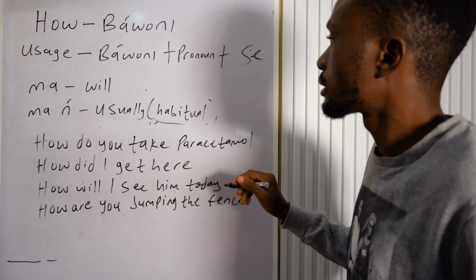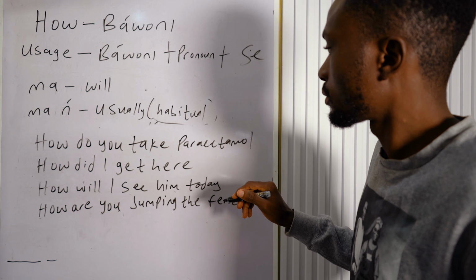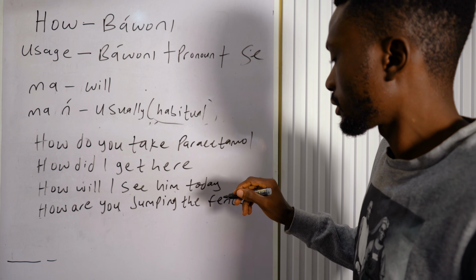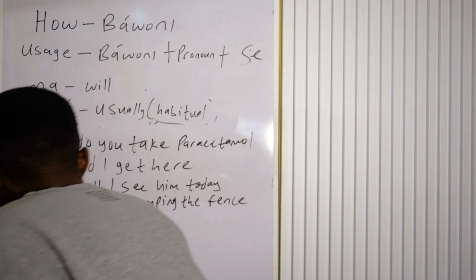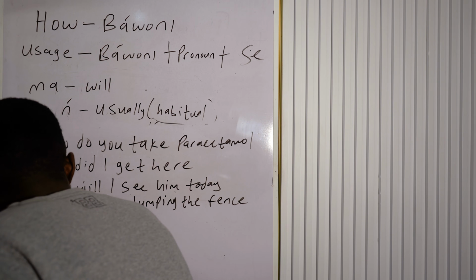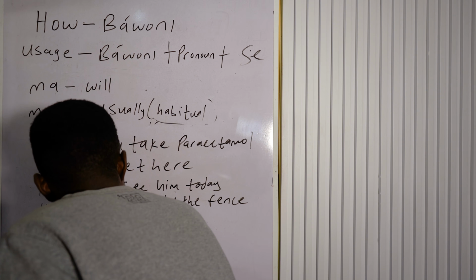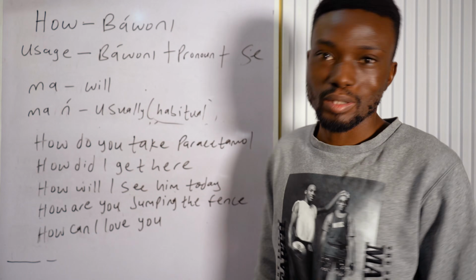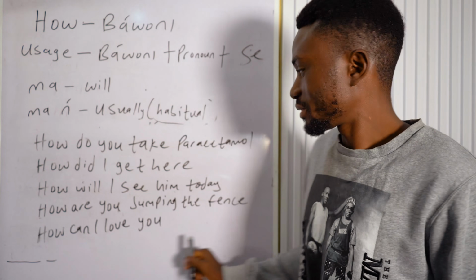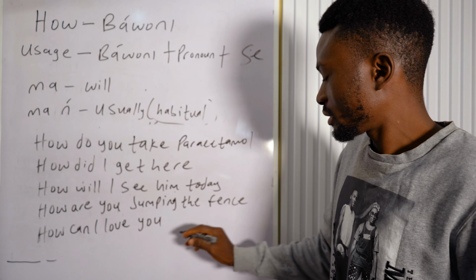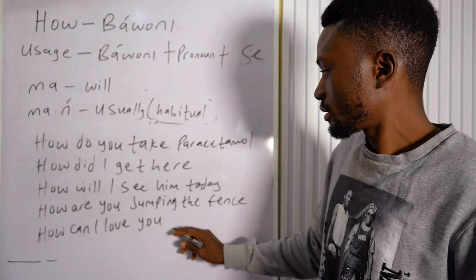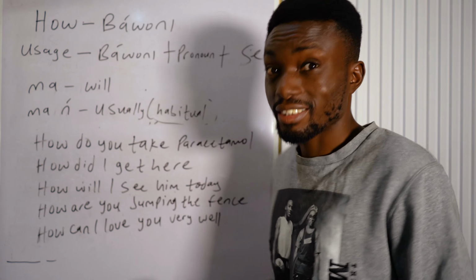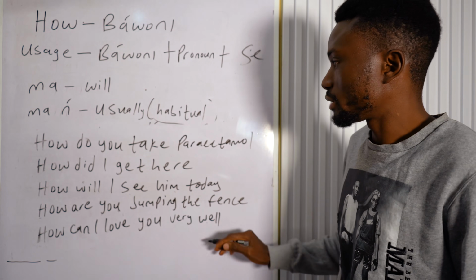And then lastly, how can I love you? Yeah, this is an important question for people who are married to ask their partner. How can I love you? Very well. You should love your partner very well, unconditionally. So, how can I love you very well?